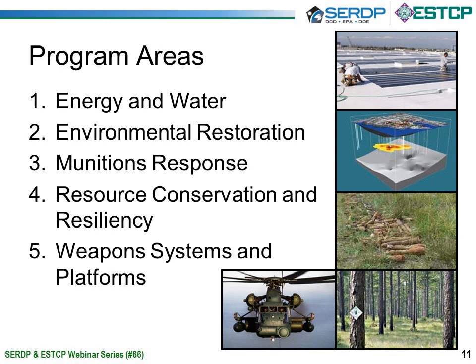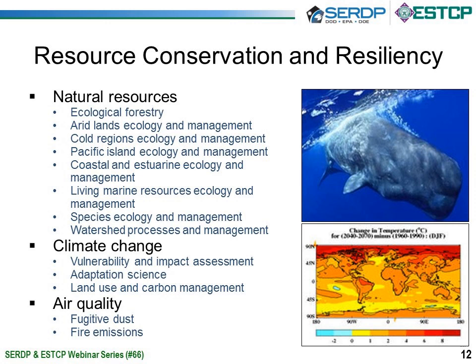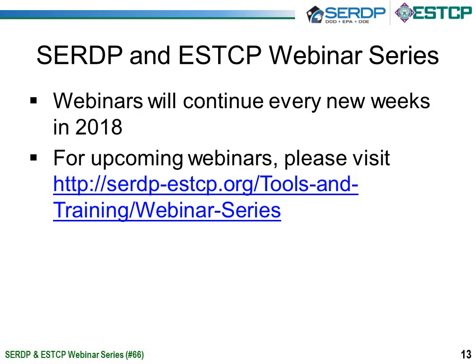There are 4 program areas in SERDP and 5 in ESTCP. The Energy and Water program area is only found in ESTCP, while the other 4, environmental restoration, munitions response, resource conservation and resiliency, and weapon systems and platforms, are SERDP and ESTCP programs managed jointly by a designated program manager. Our webinar today is focusing on research and demonstrations that were conducted under the Resource Conservation and Resiliency program area, for which I'm responsible. Resource conservation and resiliency has essentially 3 main areas of research: natural resources, climate change, and air quality. Our webinar series highlights research and demonstration efforts from each of the 5 program areas.